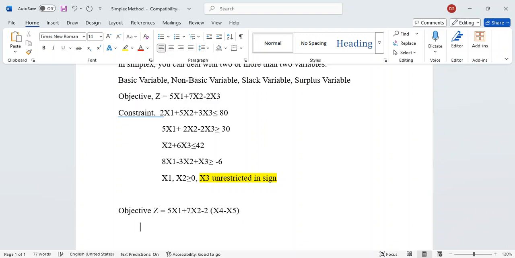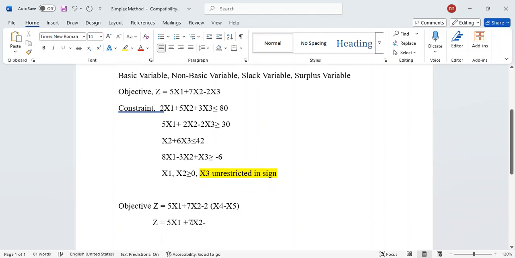So how can you write your next objective function? You write the objective function Z equal to 5x1 plus 7x2 minus 2x4 plus 2x5. This is the right way of writing the objective function.